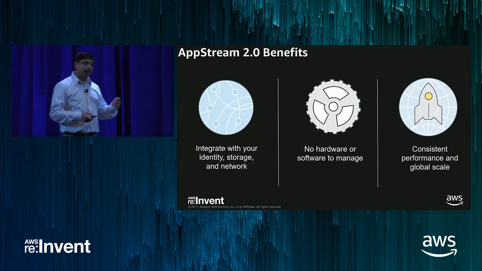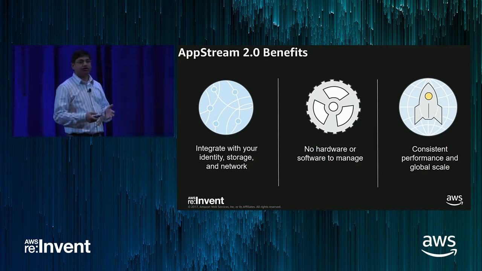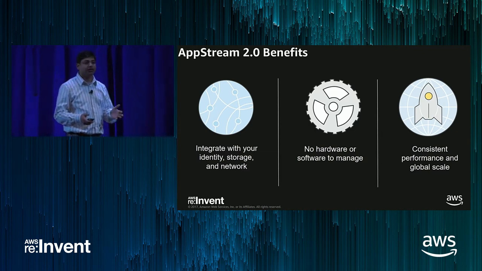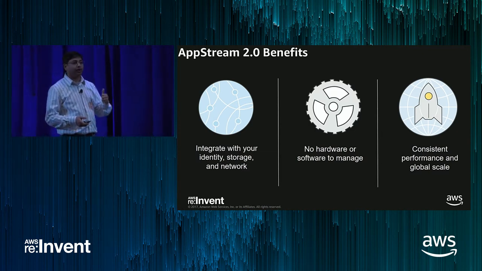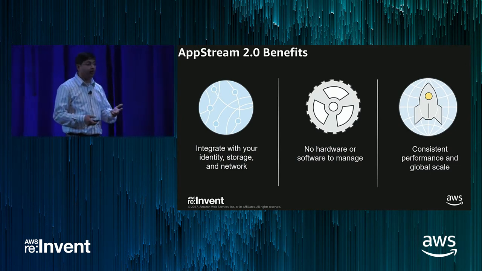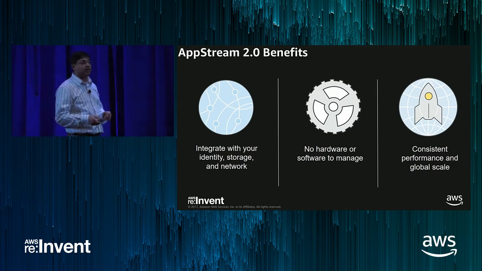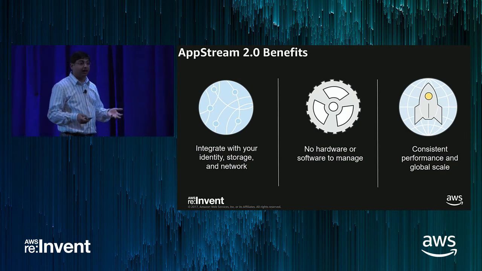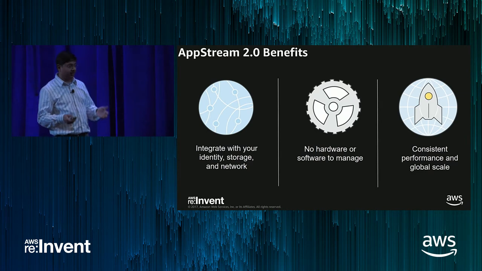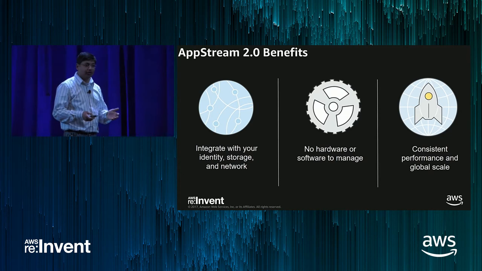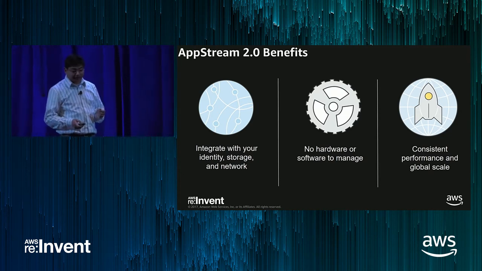And as we provision these resources, we want to make sure that we work with your IT. We don't want you to change anything just because you're starting to provision these instances in AWS. We want to work with your Active Directory, your storage provider, and your corporate network, without having to make any networking changes. And then we also want to make sure that you don't need to manage anything. A lot of the friction that we typically see is gone, as there's no hardware or software to manage. And we operate in multiple regions, so you can pick the nearest region and deliver the right experience.